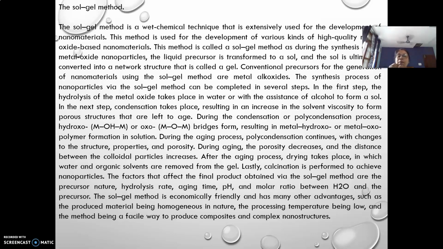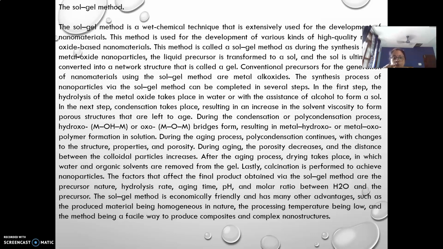So if you want to have metal based nanomaterial, then when the solution containing the metal precursor or the metal parent compound is allowed to condense, it is very possible that it will result in the formation of metal hydroxo or metal oxo solution. Then the polycondensation will take some time. Gradually, very gradually, you allow the solvent to go out from the solution phase, and then you keep it for some time.